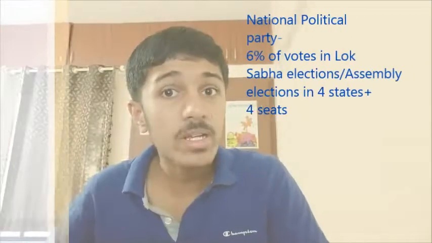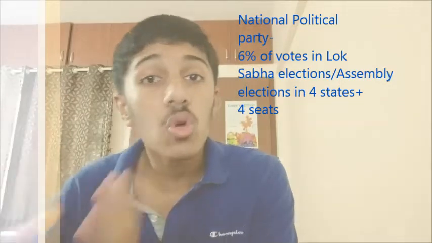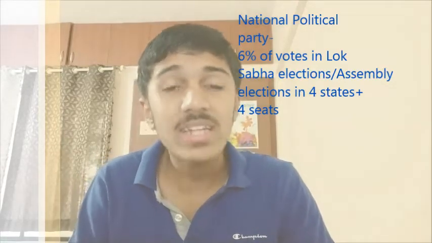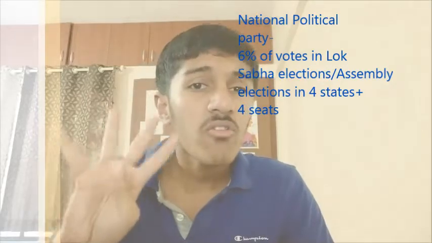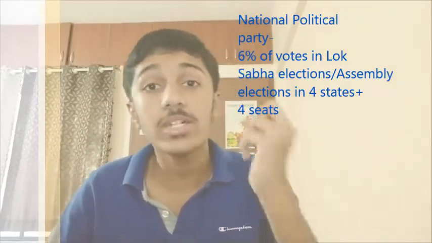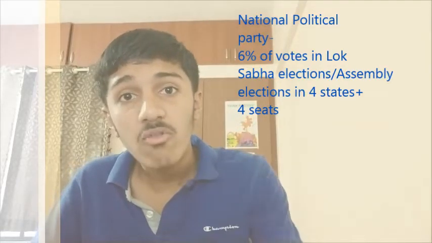Now, what is the criteria on which we decide what is a national party and what is a state party? Now, for a party to become a national party, it needs to win 6% of the votes in the Lok Sabha elections, or it needs to win 6% votes in assembly elections in 4 states, right? And along with that, it at least needs to have 4 seats in the Lok Sabha.